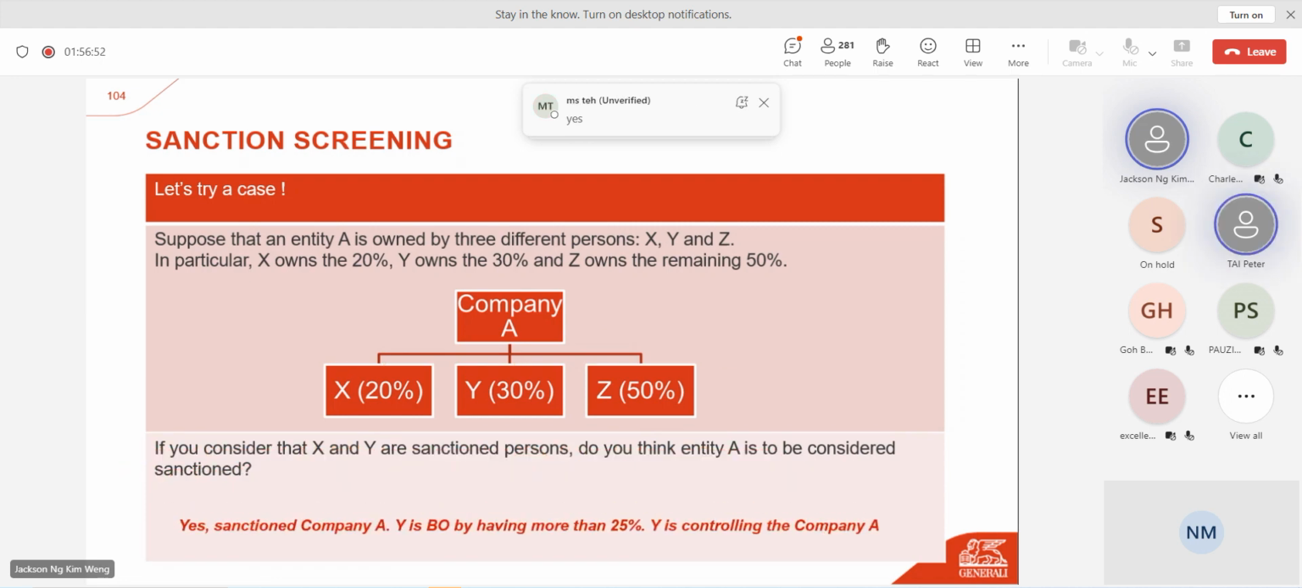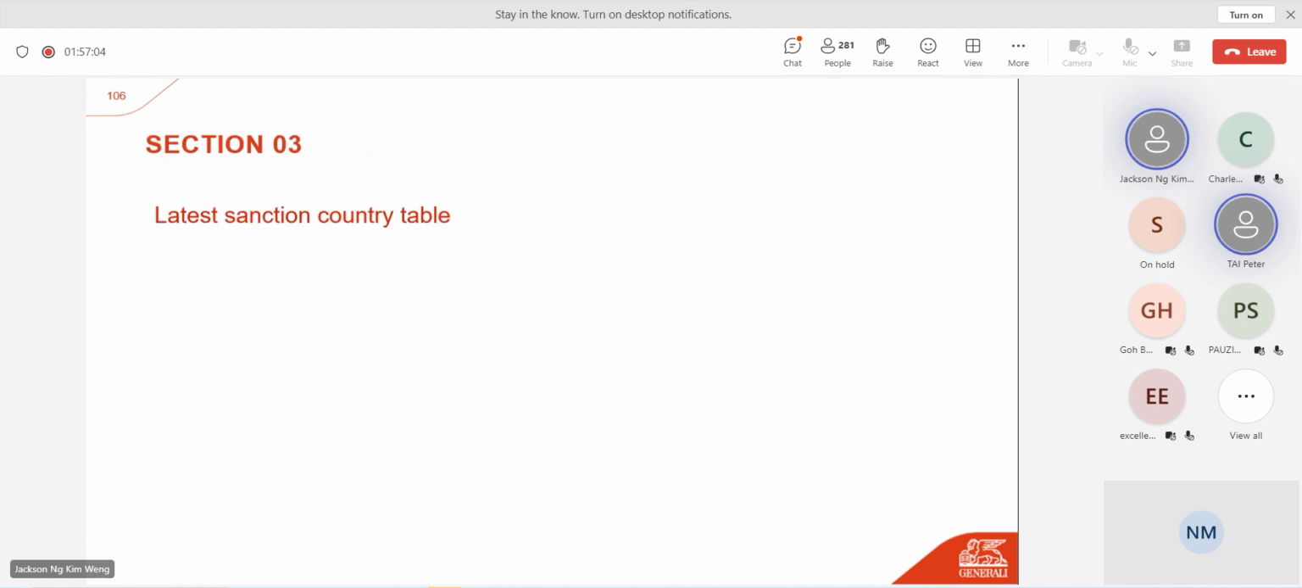Yes, because Y is controlling the company. He got more than 30%, so he's controlling the company. Therefore, Y is under a sanction list, and therefore this company is under sanction. Remember just now I mentioned it's country, company, and person.